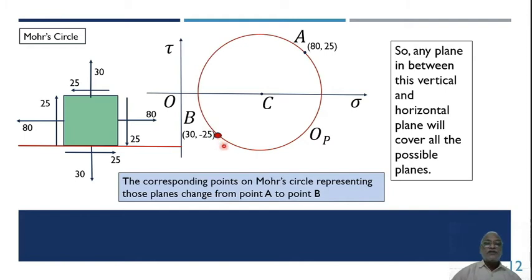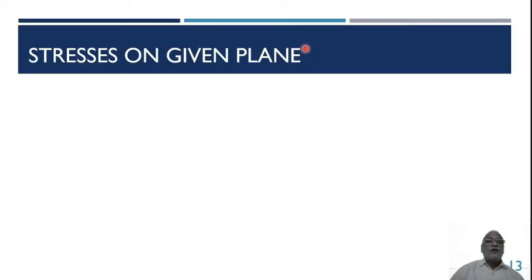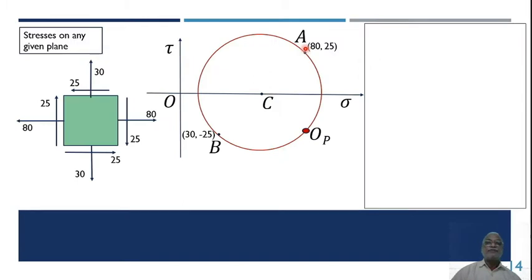Now what is this? I have told you, when you rotate this plane in clockwise manner, you will be covering another set of planes which are exactly perpendicular to the planes which are now being shown by this line, right? So they will be representing from B to A all the points. That's all. Okay, so next, stress on a given plane. Up to this we have done origin of planes. How to draw Mohr circle we have done, and after drawing Mohr circle, how to get origin of planes we have done. Now the next step, we'll discuss this.